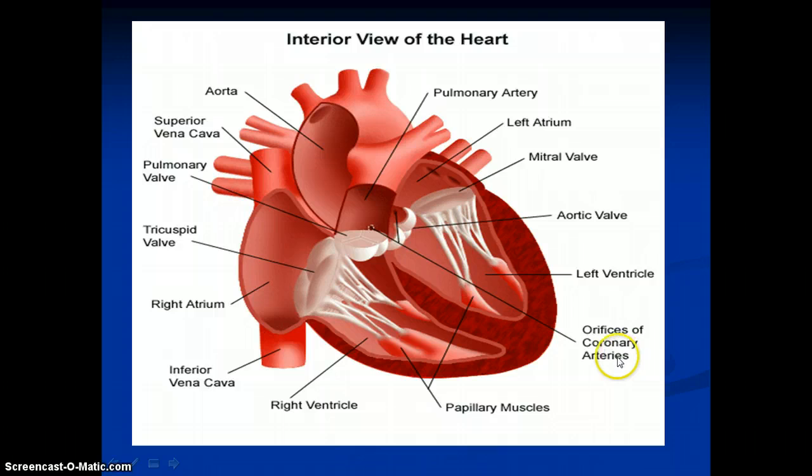Also, you'll see in this picture coronary arteries. There are coronary arteries and coronary veins. The coronary arteries and veins are the arteries and veins that supply blood and remove waste from the heart muscle. So when you hear of somebody having a heart attack, it's not because of their aorta or their vena cava, it's because of their coronary arteries getting clogged. The coronary arteries provide blood and oxygen to the heart muscle itself.